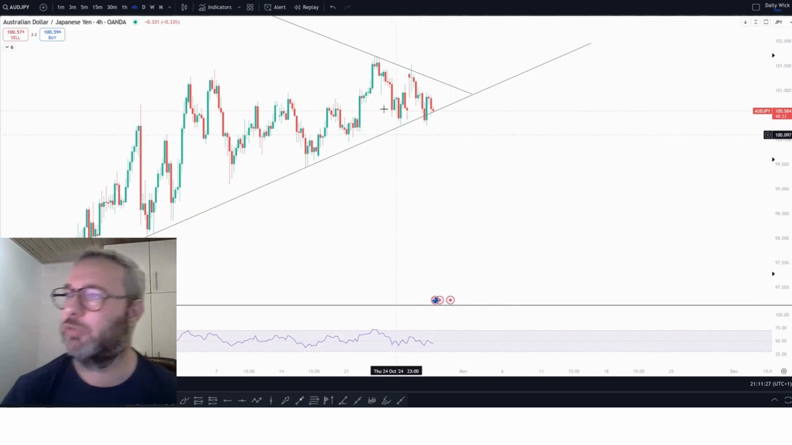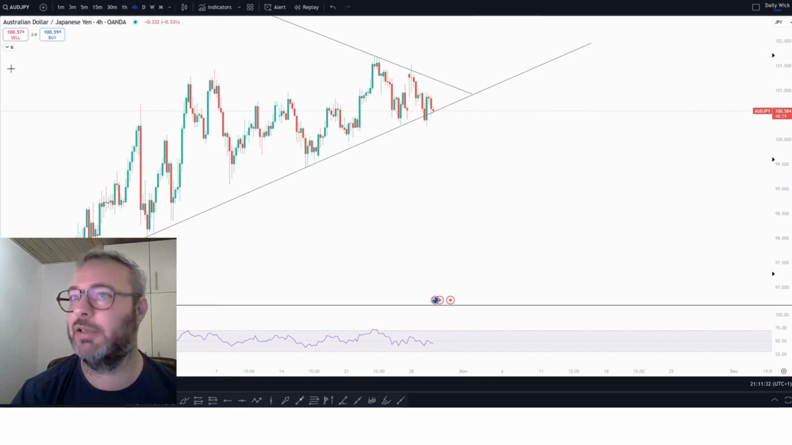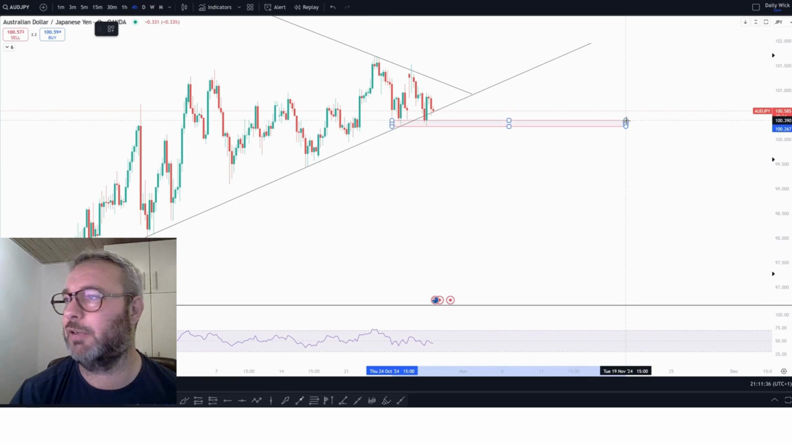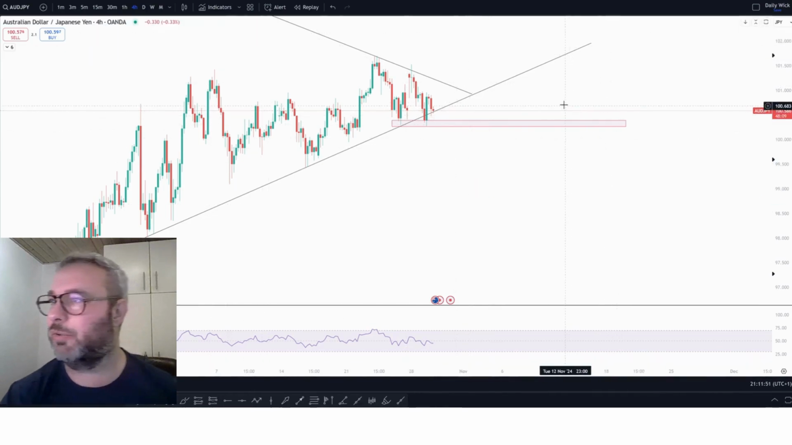What would be interesting to see is if the price falls over this cliff here, this trend line, and then we have a level here. So price comes down here and retests, a bearish retest, and then short it from up here. That would be a good scenario.